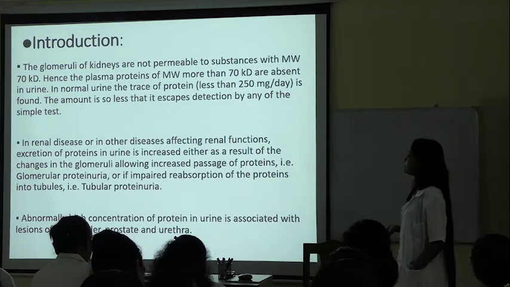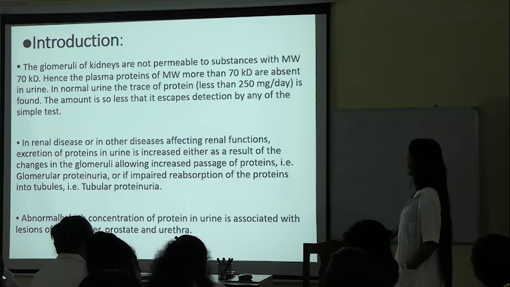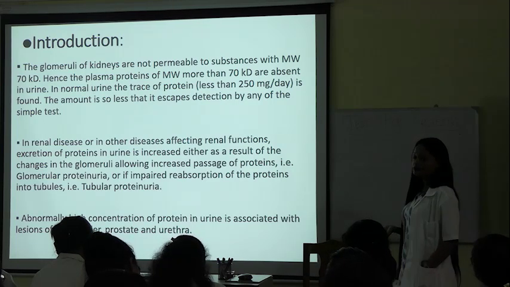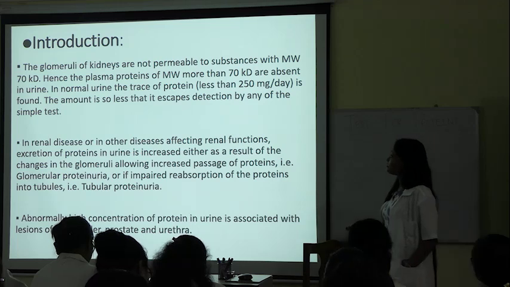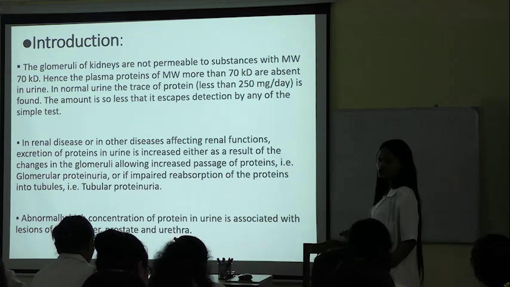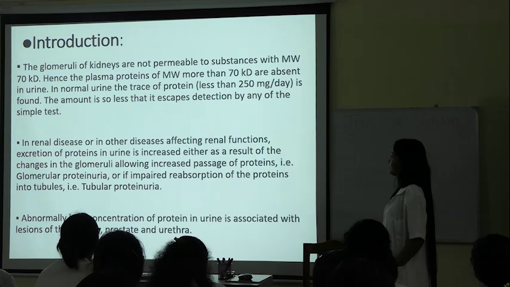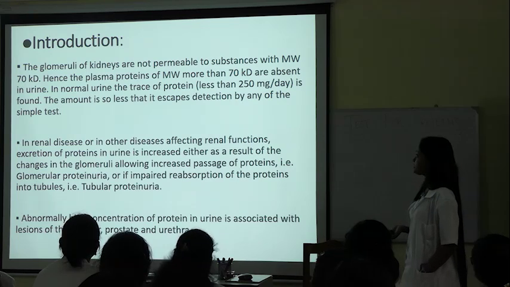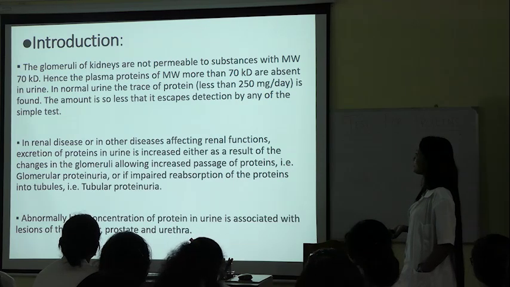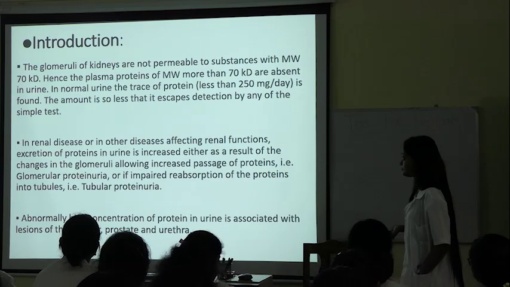Hence, the plasma proteins of molecular weight more than 70 kilodaltons are absent in urine. In normal urine, a trace of protein, less than 250 milligrams per day, is found. The amount is so small that it escapes detection by any of the simple tests.